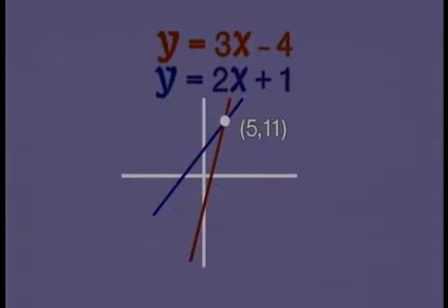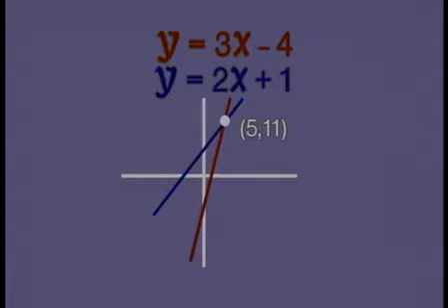Which line do you think is y equals 3x minus 4? Is it the red line or the blue line? You should have said the red line. The reason is very simple. The red line has a steeper slope. Notice that y equals 3x minus 4 has a slope of 3, while y equals 2x plus 1 has a slope of 2. Also, the red line has a y-intercept below the x-axis. And of course, the intercept for y equals 3x minus 4 is negative 4.